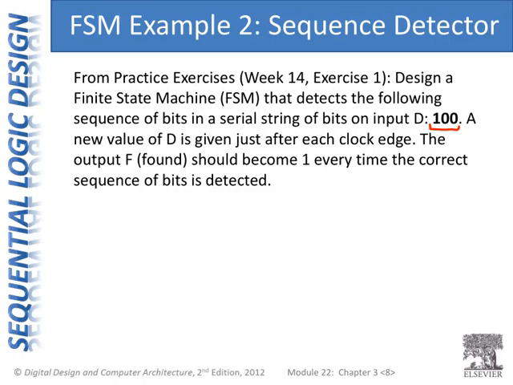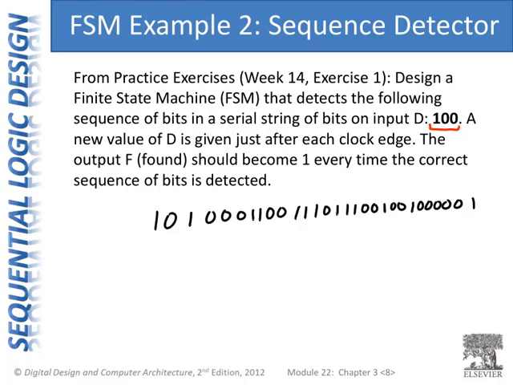And so here's an example sequence of what D could be. Again, I'm kind of randomly putting these values. If we look at this sequence of bits, we have a 1, 0, 0 here, here, here, again here, and here. So the F output, the found output, should assert after it's found the first sequence, the second, third, fourth, and fifth instance of that 1, 0, 0 sequence.